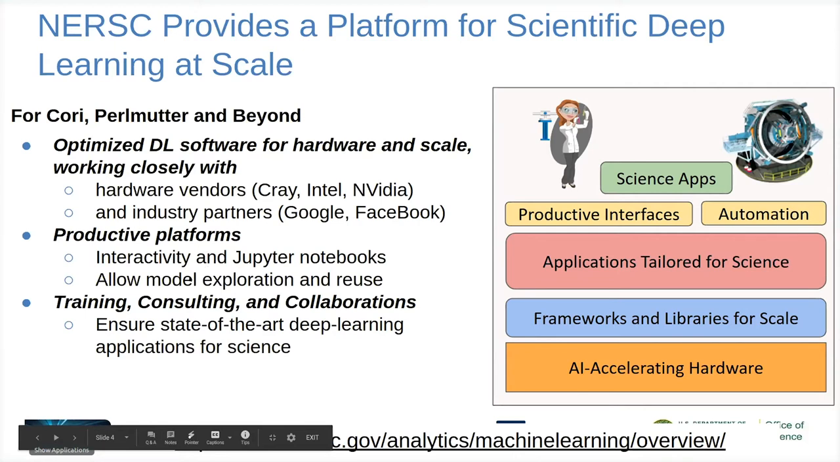For accessing the resources, there are two ways of doing it. Our preferred way right now is, of course, interactive Jupyter notebooks to do prototyping and to run small experiments and tests. Another is that we provide tools that enable large scale deep learning through the batch system. And finally, we also try to organize or conduct some training and consulting programs for applications of deep learning for science. And I'll talk a little bit about this later on.